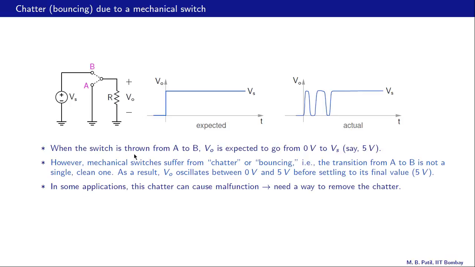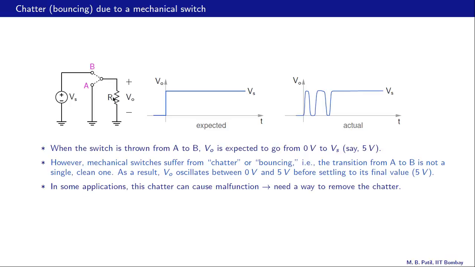Now when the switch is thrown from A to B, our output voltage is expected to go from 0 volts to Vs, say 5 volts. When the switch is in that position, position A, then VO is of course 0, and when the switch is thrown to that position, then we expect VO to be 5 volts, like that.